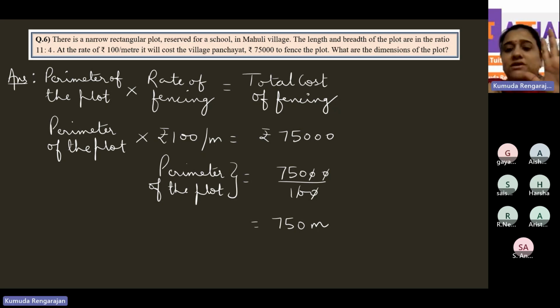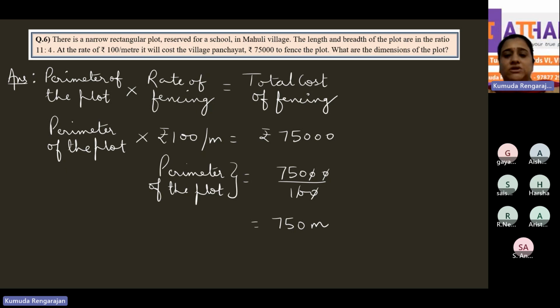So what is given, children? A rectangular plot, length and breadth not known, but the ratio is known to us, 11:4. And then what about rupees 100 per meter and 75,000? 75,000 is the total cost of fencing this rectangular plot. And the rate is 100 rupees per meter. Now we'll work with that first.